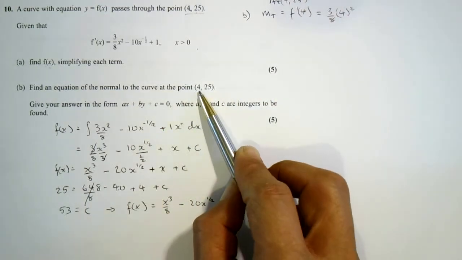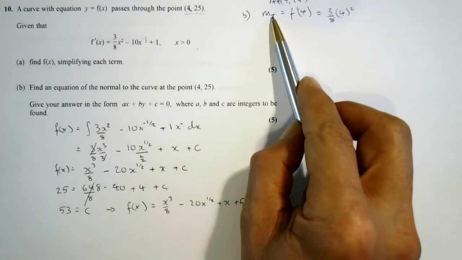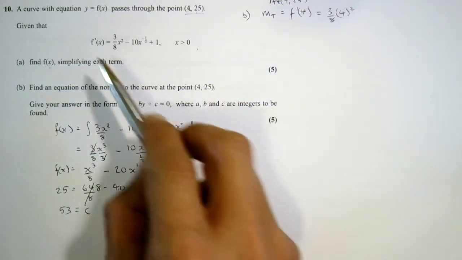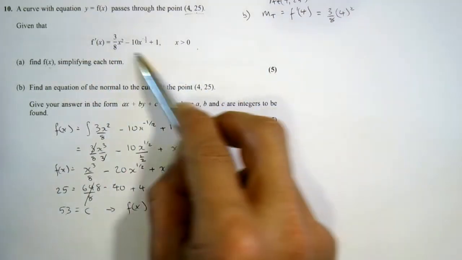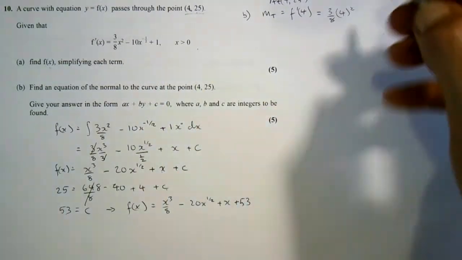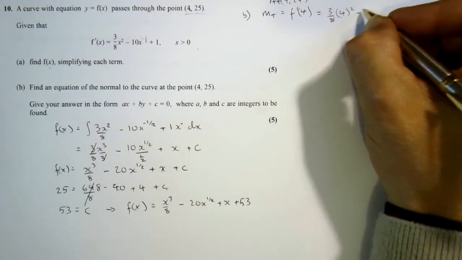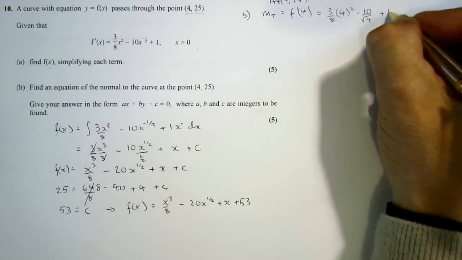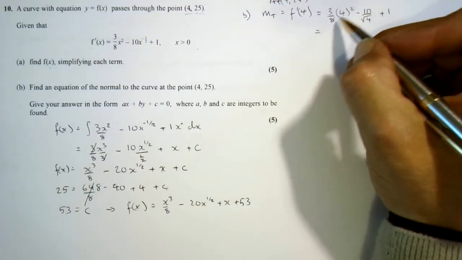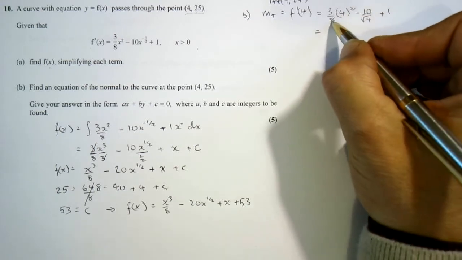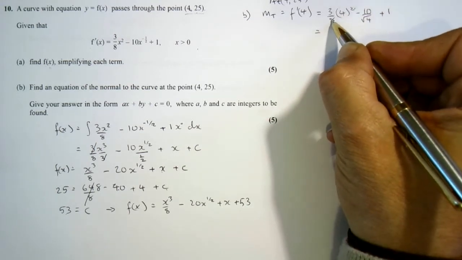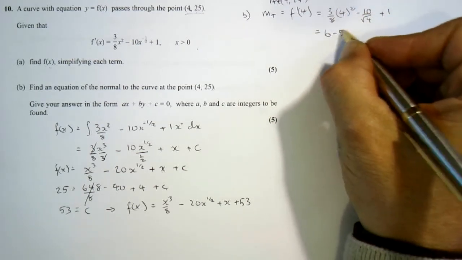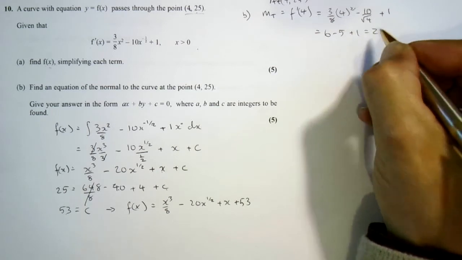We want to find the gradient when x equals 4, and that will be the same as the gradient of the tangent of the curve at that point. The gradient of the tangent of the curve means put 4 into here, so I'm going to put 4 into each term, which involves an x there. Take away 10 divided by root 4, plus 1, and that equals, so 4 squared is 16 divided by 8 is 2, times 3 is 6, 10 divided by 2 is 5, add the 1, and that's equal to 2.